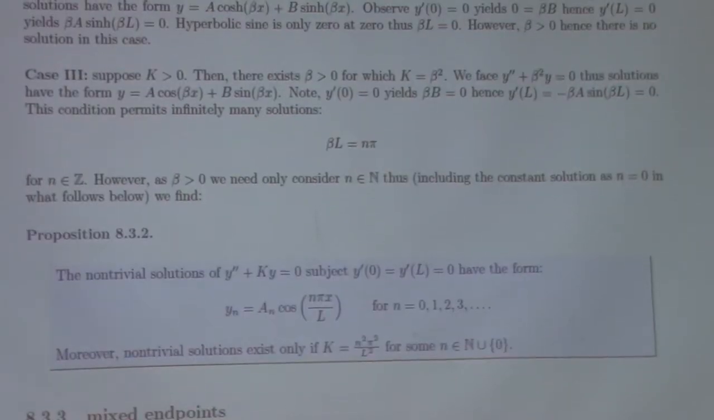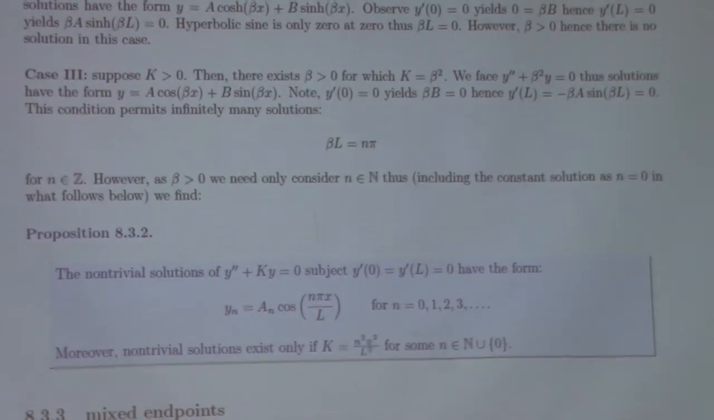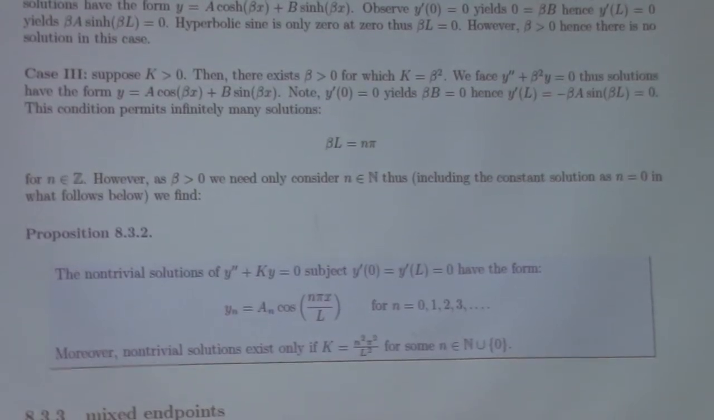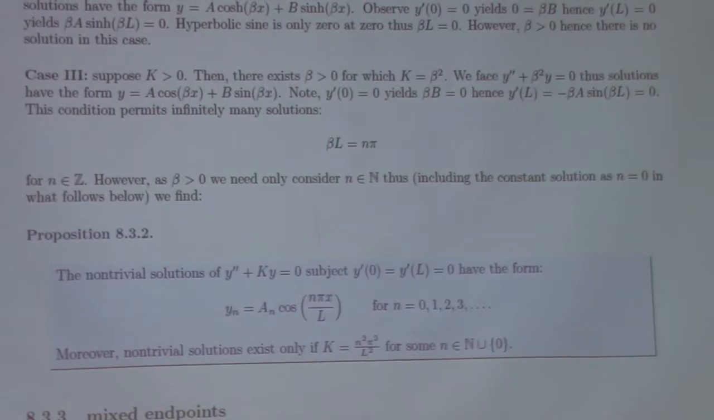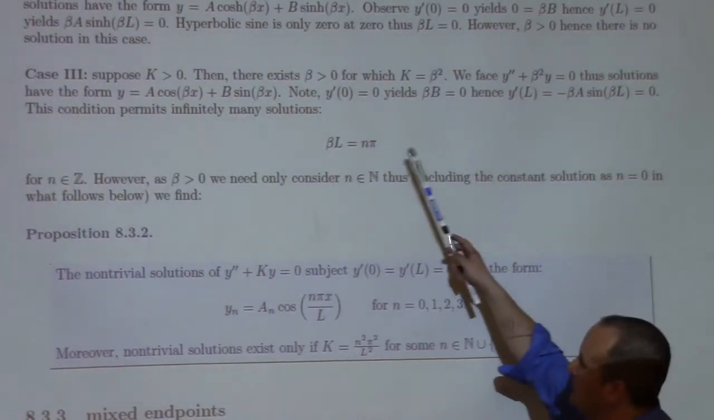Case 2: if we have k less than 0, k equals minus beta squared, we get hyperbolic functions, right? And again, we can argue that the coefficients are both 0, essentially for the same reasons as the last proposition. Case 3, when k is greater than 0, we get possible sines and cosines.